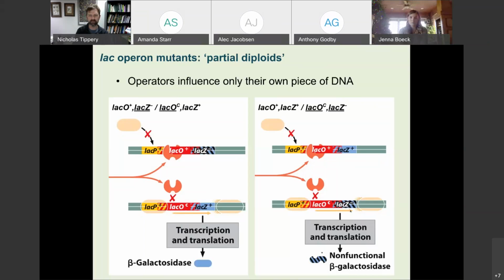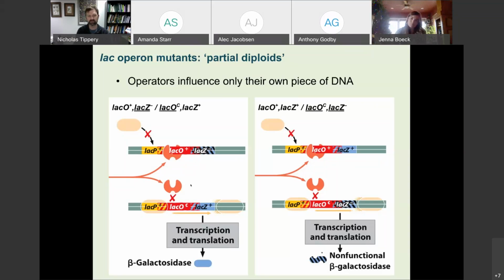What's shown on this slide is a situation where they have mutations in the operator and mutations in the LAC-Z gene. And you get a different effect if your operator mutant is on a different DNA strand than your LAC-Z mutant. So on the left-hand side, the operator mutant is attached to a functional LAC-Z gene, and the normal operator is attached to the mutant LAC-Z gene.